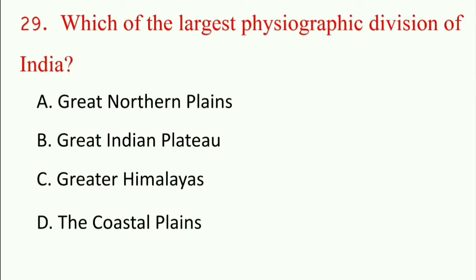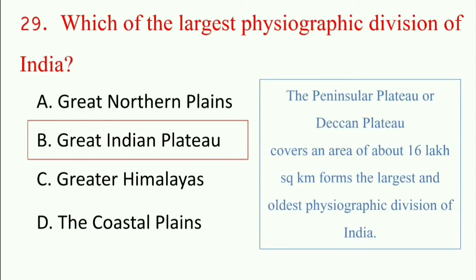Which is the largest physiographic region or division of India? Great Indian Plateau. The Peninsular Plateau or Deccan Plateau covers an area of about 16 lakh square km, and forms the largest and oldest physiographic division of India.